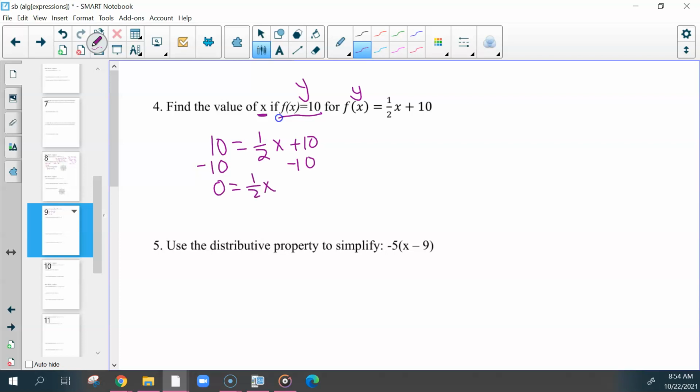So subtract 10 on both sides. And then get rid of the 1/2 by multiplying by the reciprocal. The 1/2 and the 2 cancel. You're just left with 0. So x is 0 when y is 10. You could put that back in and check. If I put 0 in for x, this becomes 0. 0 for 10 is 10.